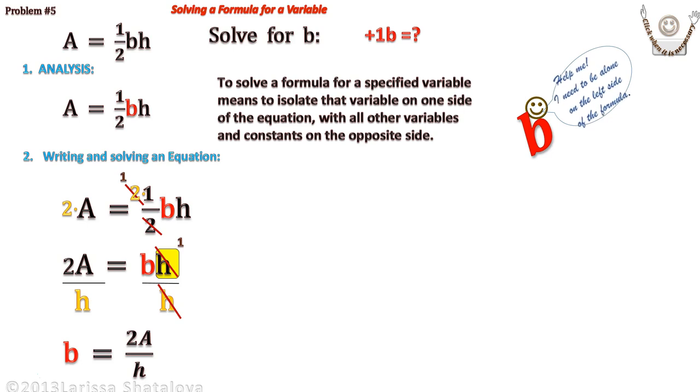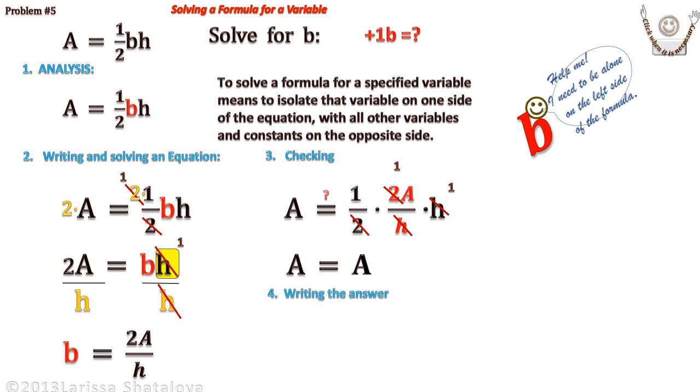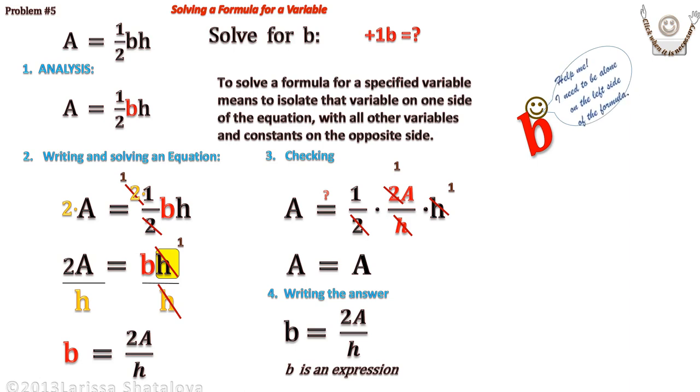Done practically. Now checking. It's not a necessary step, but if you want, you can do it. So we have to replace in our original formula b by expression 2a over h and check. Is left side equal to right side or not? If you simplify by cancellation, 2 over 2 is 1, h over h is 1, and you will see a equals a. So our work was correct. And now we have to write the answer. b equals 2a over h. And b is an expression. This is what we expect because it was a request solve formula for variable b.